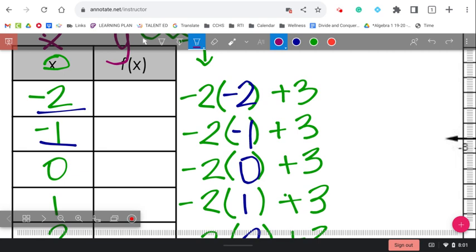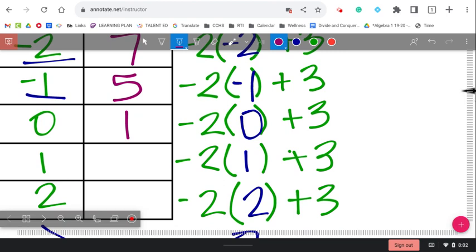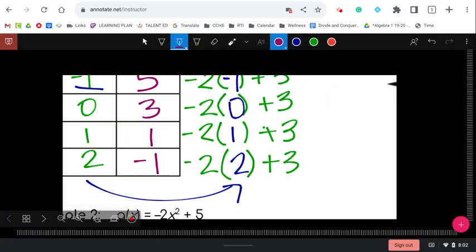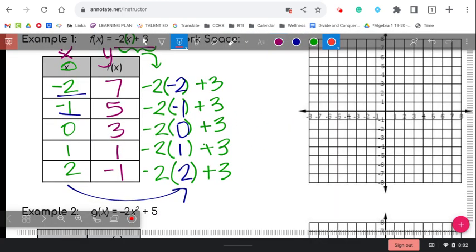Once you do that, you are going to get 7, 5, 3, oh wait, that should be 3. I'm sorry. 7, 5, 3, then 1, and then negative 1. So once you have those, these are now our ordered pairs that we are going to plot on our graph.